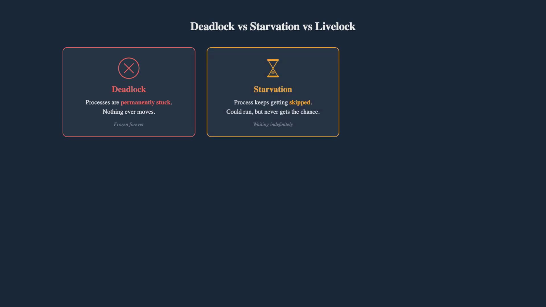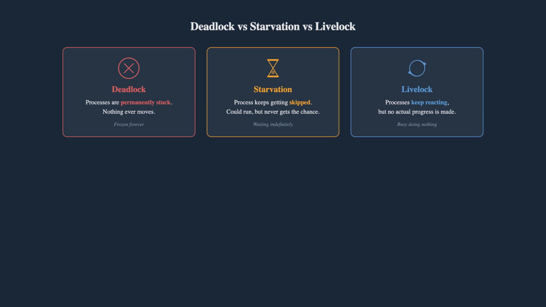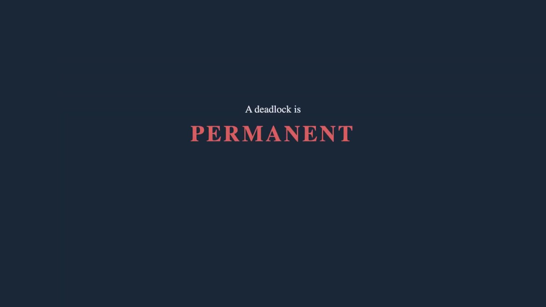Starvation is when a process keeps getting skipped because higher priority processes keep cutting in line. The process could eventually run, it just never gets the chance. A livelock is when processes keep changing state in response to each other, but no actual progress is made. Like two people in a hallway stepping side to side, trying to let each other pass. A deadlock is permanent. Nothing changes, nothing progresses, ever.